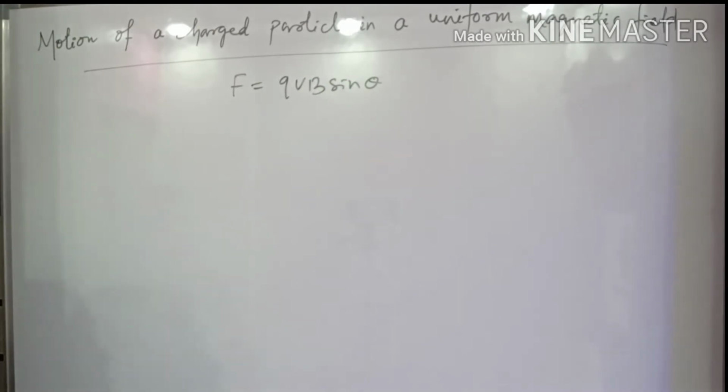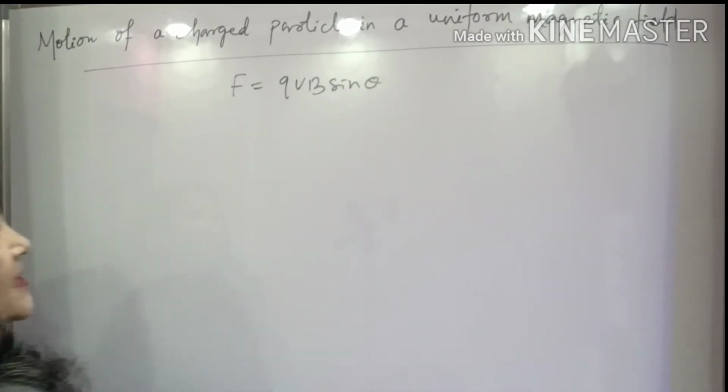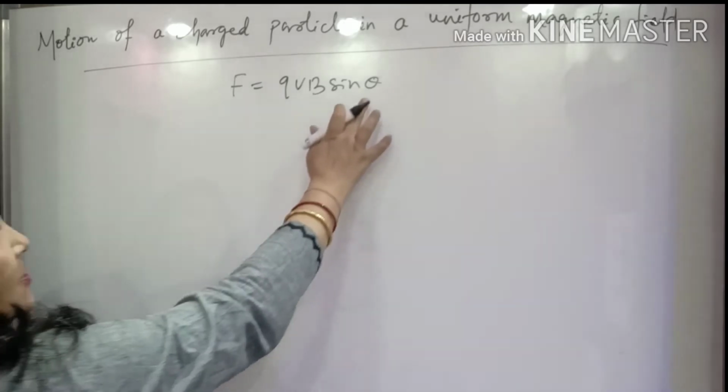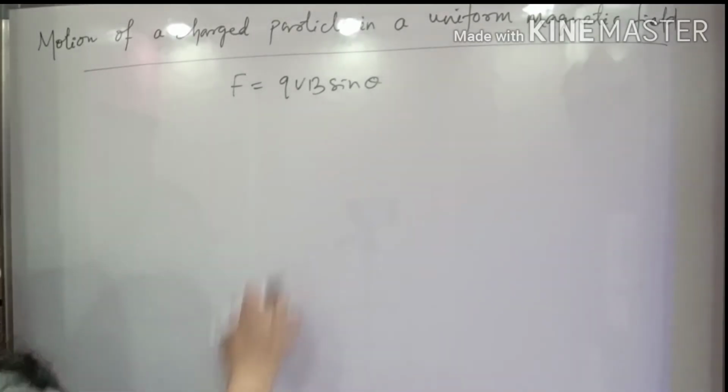So F equals QVB sine theta, where Q is the charge, V is the velocity with which the charge is moving in the uniform magnetic field, B is the strength of that uniform magnetic field, and theta is the angle between the velocity vector and the magnetic field vector, right? So this is the magnitude of the force experienced.